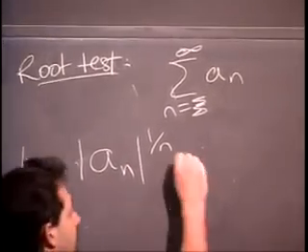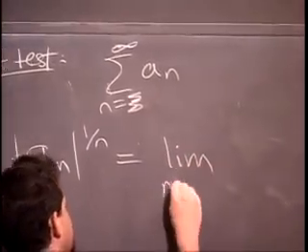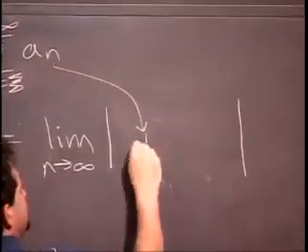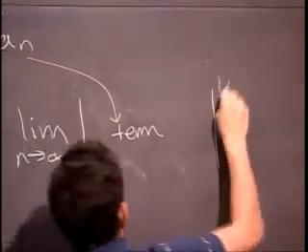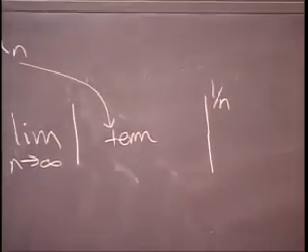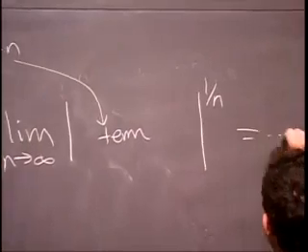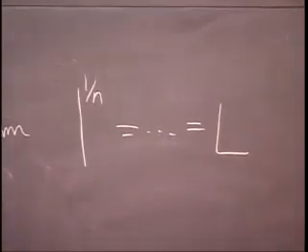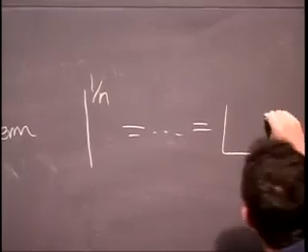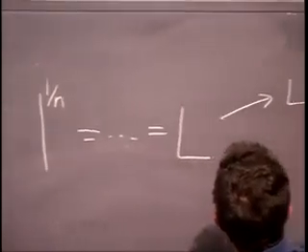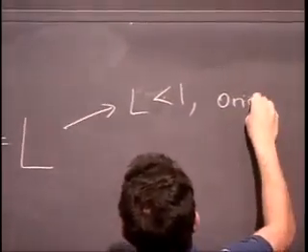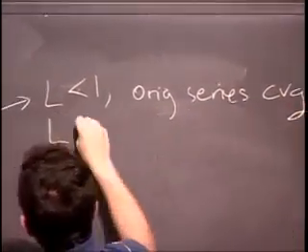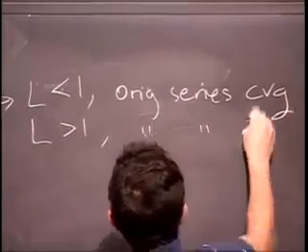Okay, so this is going to be the limit, and you just copy the term. You don't need to mess around with the substitution. Just don't forget to take the nth root. And you mess around and you hopefully get an answer L. And once again, mercifully, the 3 possibilities are the same as they are for the ratio test. If L is less than 1, the original series converges. If L is greater than 1, the original series diverges.